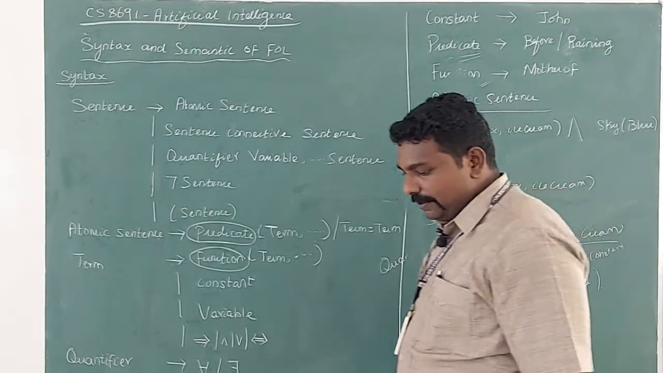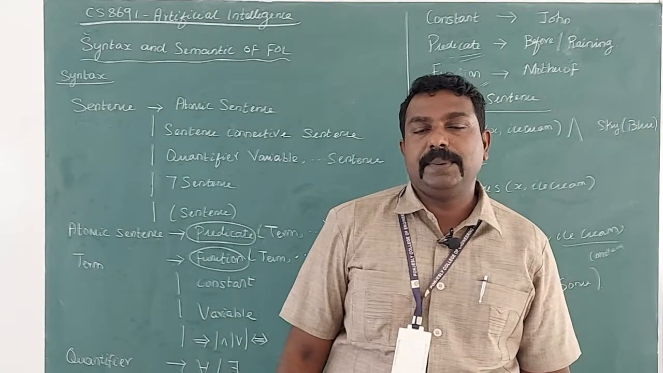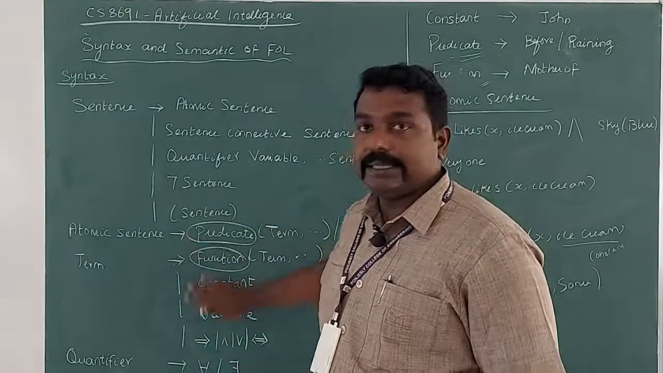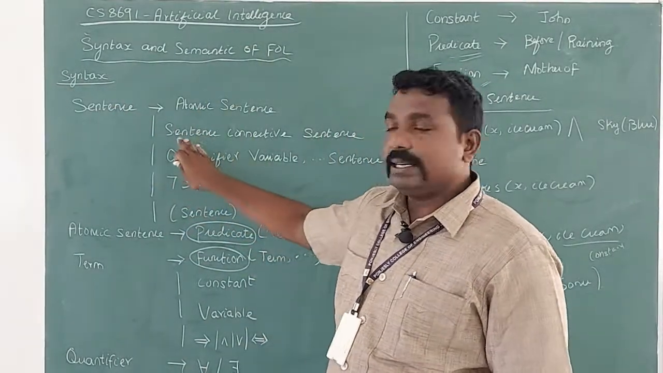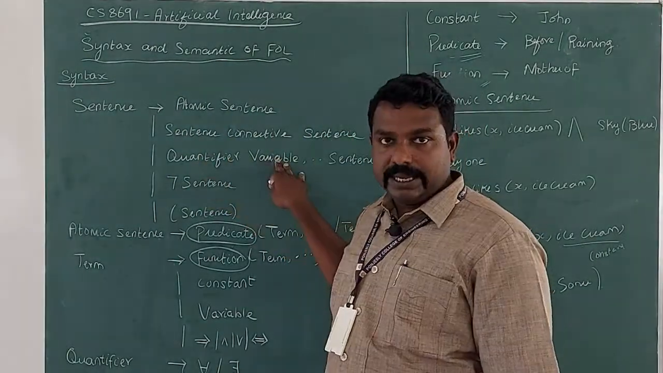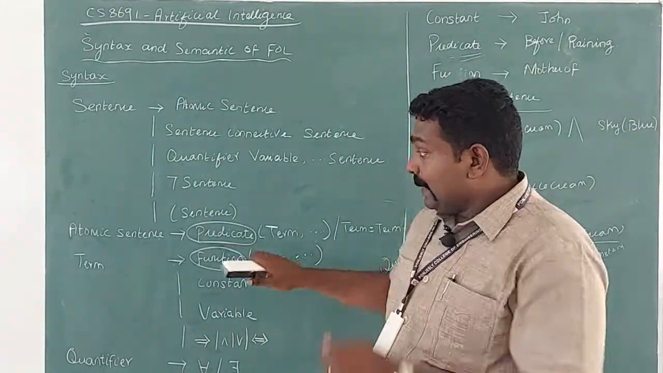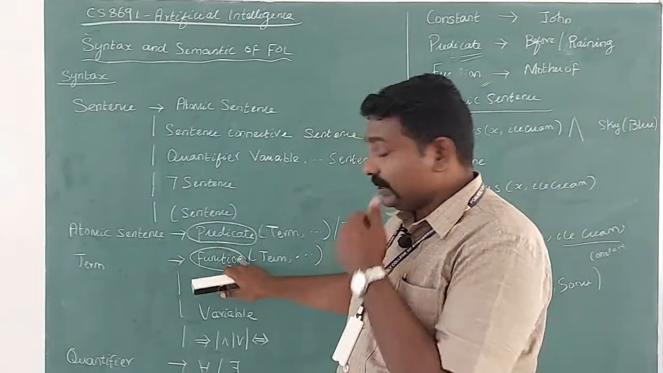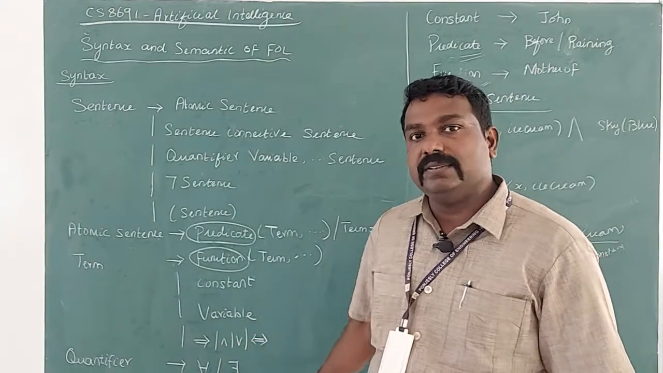When they ask this question, syntax and semantics for predicate logic, they may ask for 8 marks or even 13 marks. First you have to write the syntax. It is very easy to learn. A sentence can be an atomic sentence, or a sentence connectivity sentence, or a quantifier sentence, or negation of a sentence. If you see an atomic sentence, it is a predicate followed by term. Term is nothing but a function followed by term, or it can be a constant, or a variable, or it can have connectivities likewise.